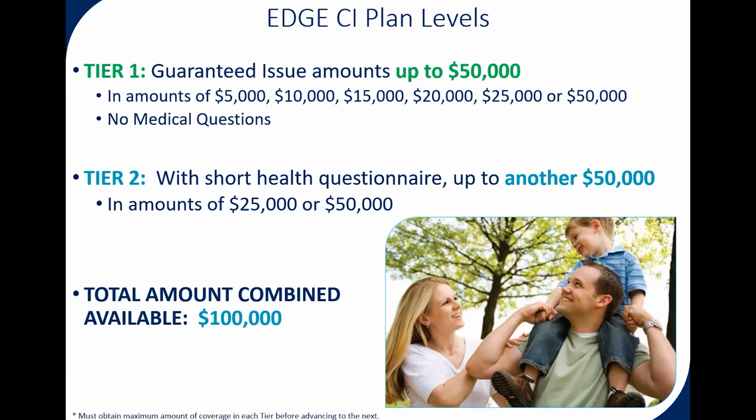Tier 2, there's a short health questionnaire. You can get another 25 or 50. So now you're up to 75 or 100,000. Now, there's a couple questions we do not ask. We don't ask any family history questions. And we also don't ask, have you ever been declined for CI in the past? We sort of assume you may have. That's why you're looking at a guaranteed issue product. But we don't ask that question.